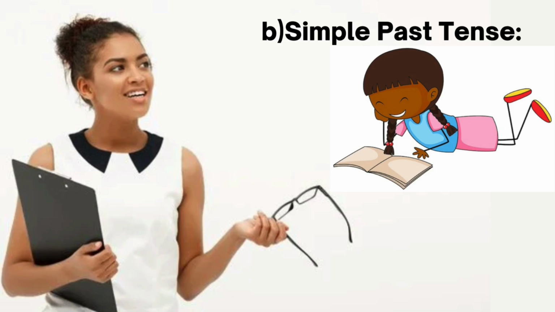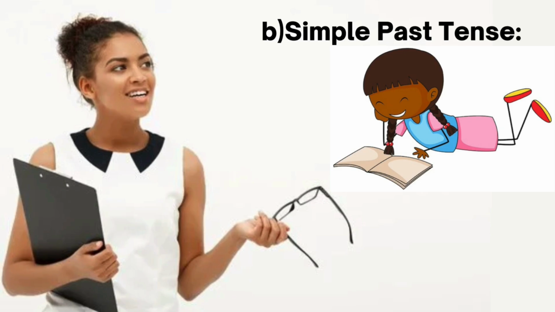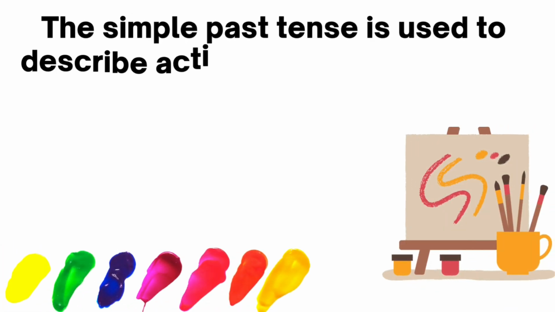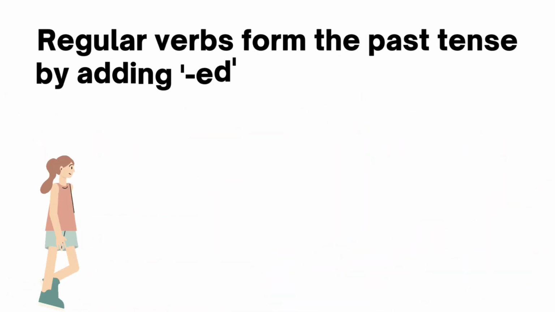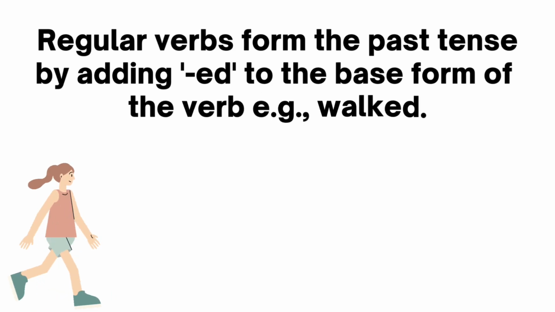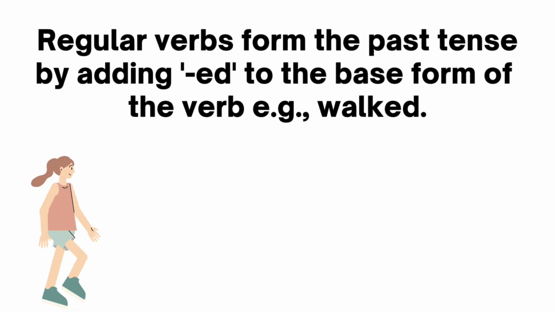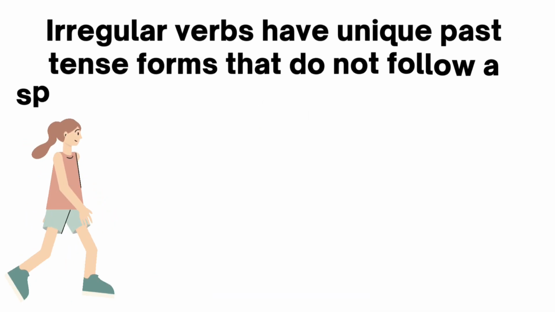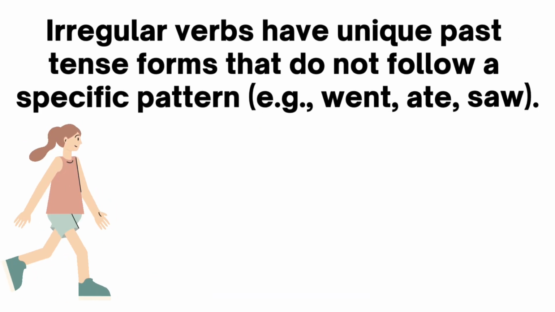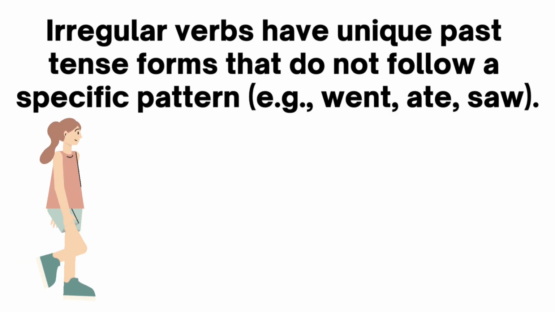Simple past tense. The simple past tense is used to describe actions that occurred and were completed in the past. Regular verbs form the past tense by adding ed to the base form of the verb, for example, walked, talked, played. Irregular verbs have unique past tense forms that do not follow a specific pattern, for example, went, ate, saw.